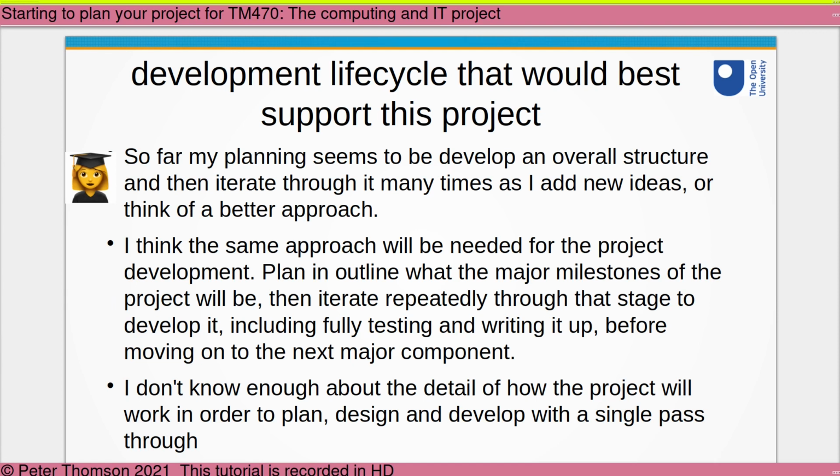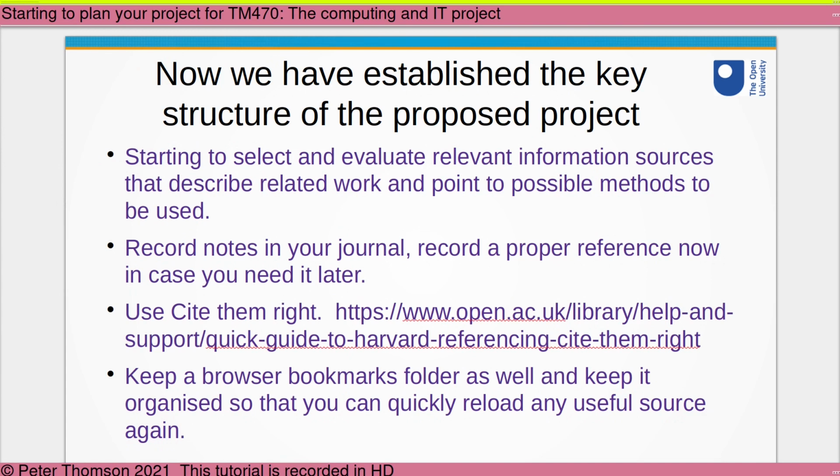Development life cycle that would best support this project. So far my planning seems to be develop an overall structure and then iterate through it many times as I add new ideas or think of a better approach. I think the same approach will be needed for the project development. Plan in outline what the major milestones of the project will be, then iterate repeatedly through that stage to develop it, including fully testing and writing it up, before moving on to the next major component. I don't know enough about the detail of how the project will work in order to plan, design and develop with a single pass-through.